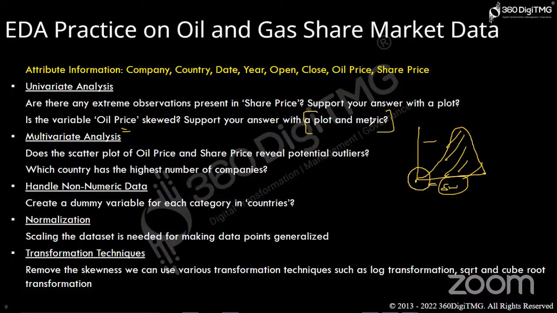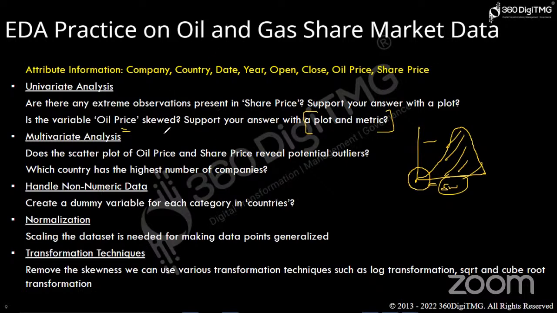In the same way, we have normalization. When it comes to normalization, scaling the data set is needed for making different data points generalized. In the same way, if required, I am going to use transformation techniques to remove this skewness. We can use various transformation techniques such as log transformation, square root, cube root. So this is nothing but the EDA and data pre-processing.